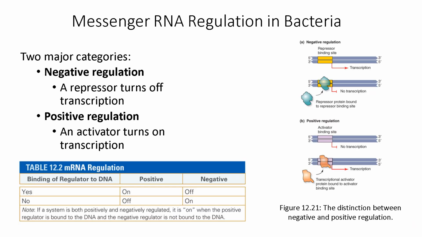Bacteria regulate transcription through 2 major mechanisms. Negative regulation involves a repressor protein that turns off transcription. In positive regulation, an activator protein enhances transcription. Both mechanisms are critical for controlling gene expression in response to environmental changes.